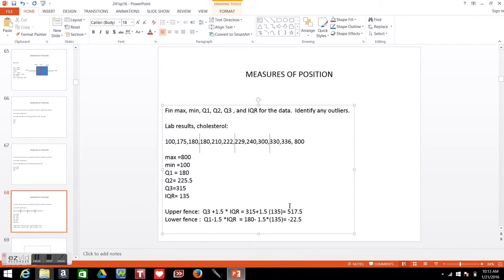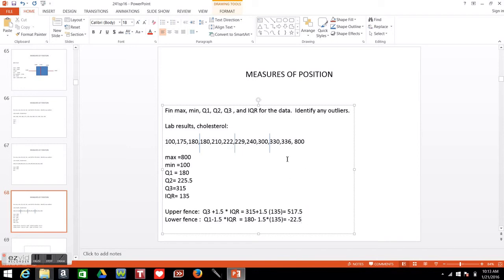that doesn't fit with the rest of the data. And so any number bigger than 517.5 is a potential outlier. Any number lower than negative 22.5 also does not fit, and it will be considered a potential outlier as well. Okay, I mean it's possible that that number could be accurate, but it's at least a potential outlier, and it needs to be investigated.